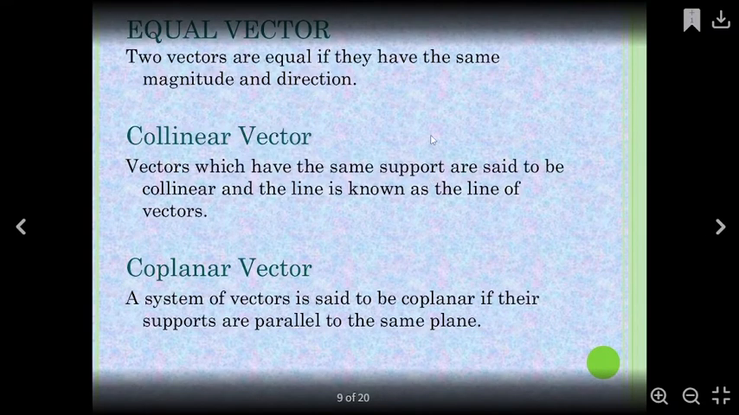Equal vectors. Two vectors are equal if they have the same magnitude and direction. Collinear vectors. Vectors which have the same support are said to be collinear, and the line is known as the line of the vector. Coplanar vectors. A system of vectors is said to be coplanar if their supports are parallel to the same plane.